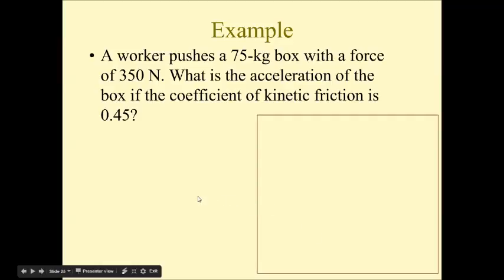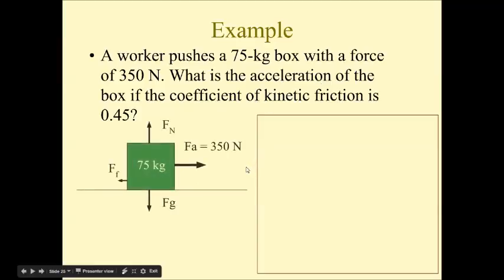All right, here's an example. And please pause the video so that you can do your own calculations and check them with me. A worker pushes a 75 kilogram box with a force of 350 newtons. What's the acceleration of the box if the coefficient of kinetic friction is 0.45? So we're given the mass, we're given the applied force, and we're given the coefficient of friction, and we're looking for the acceleration. So first, a free body diagram.